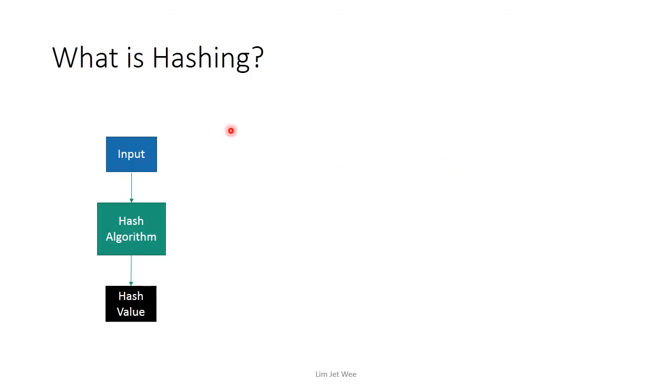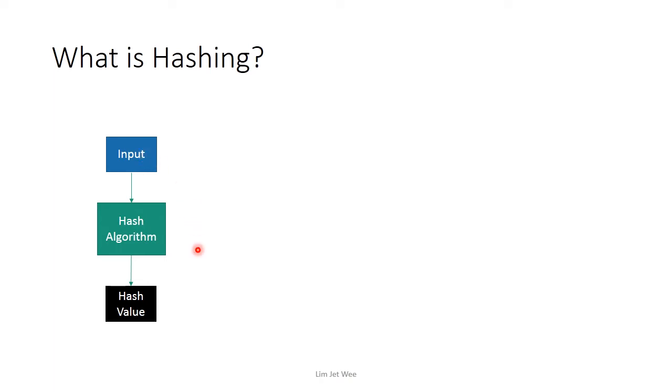First of all, what is hashing? Well, hashing is actually an algorithm, such as MD5 or SHA-256. It's just an algorithm. What it does is it takes some input, it could be a file, it could be a bunch of strings, and converts it into a hash value. The hash value is unique to the input itself, which means you are not going to have two different inputs producing the same hash value.